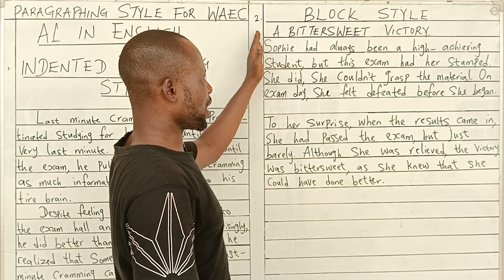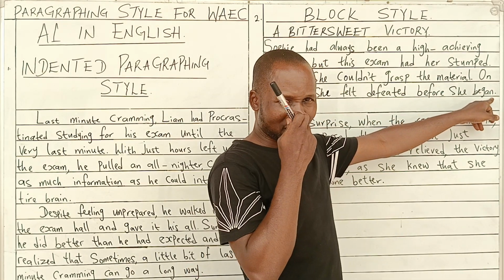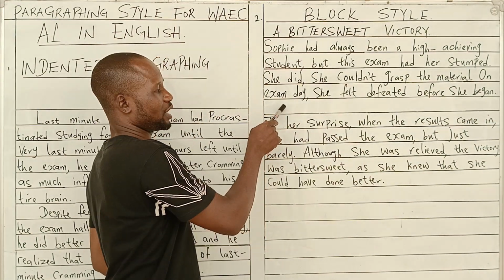Then in block style, when a paragraph ends and another paragraph is to start or commence, you omit one line.